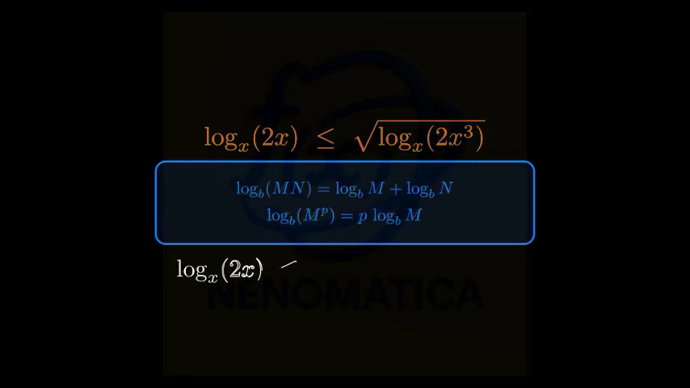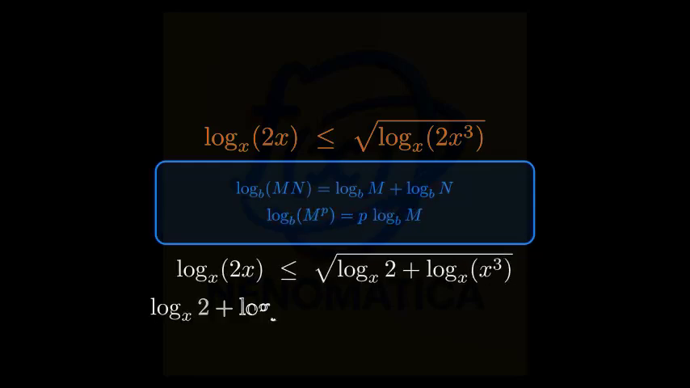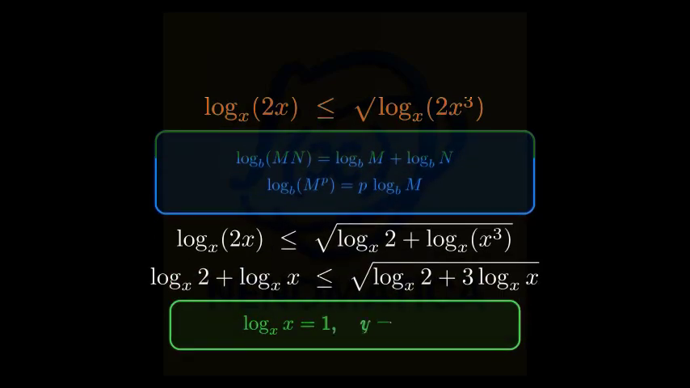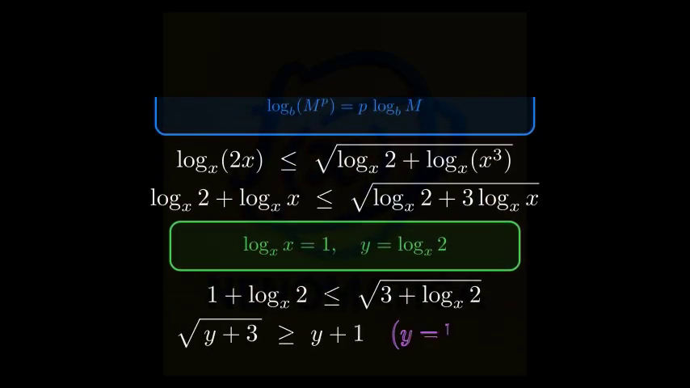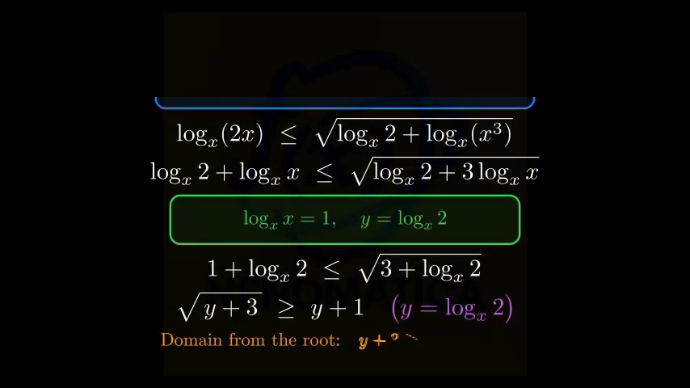Step 1. Expand using the product rule and the power rule for logarithms. The product rule says the log of m times n equals log m plus log n. The power rule says the log of m to the p equals p times log m. Step 2. Use the identity log base x of x equals 1. Then set y equal to log base x of 2. This converts the problem into a single variable radical inequality.